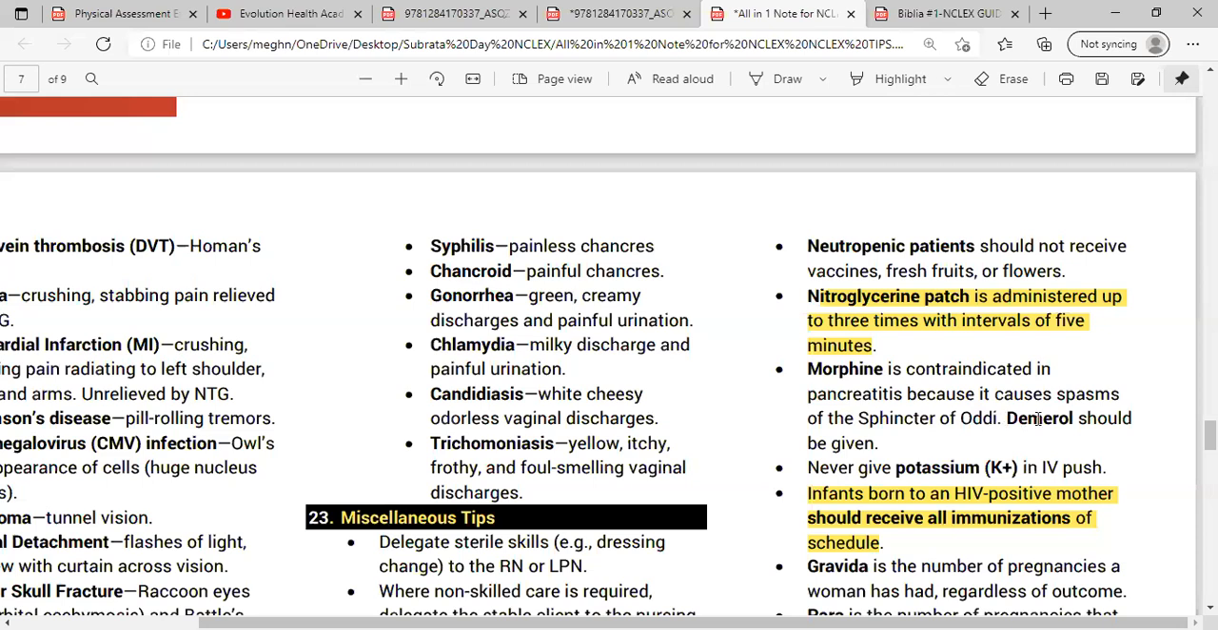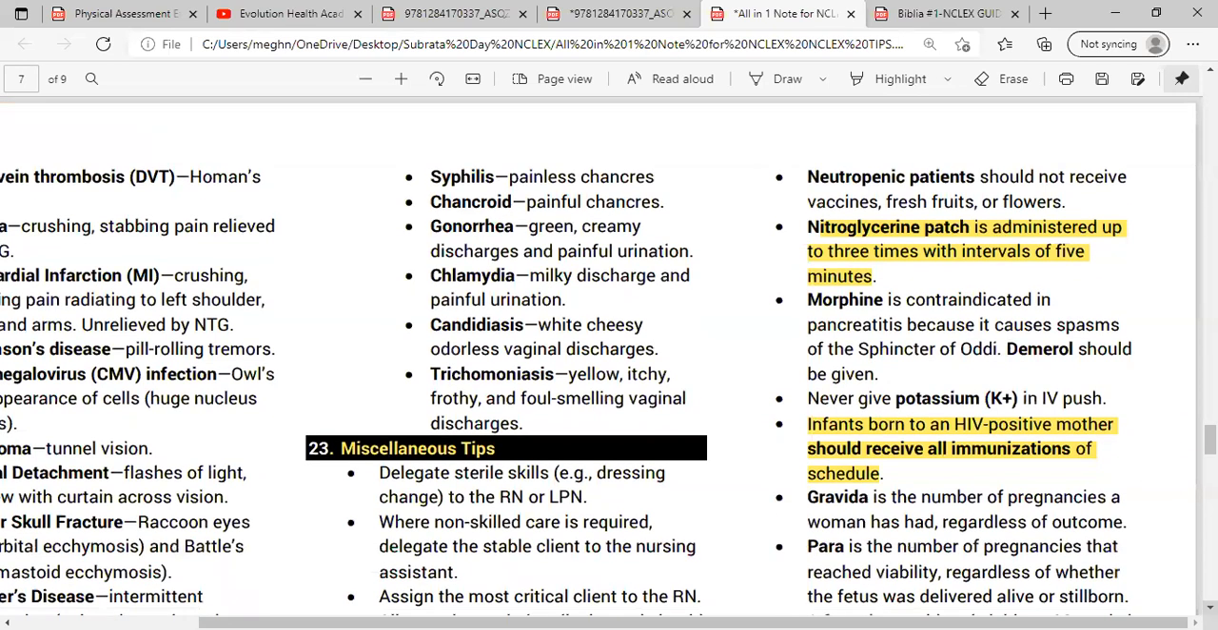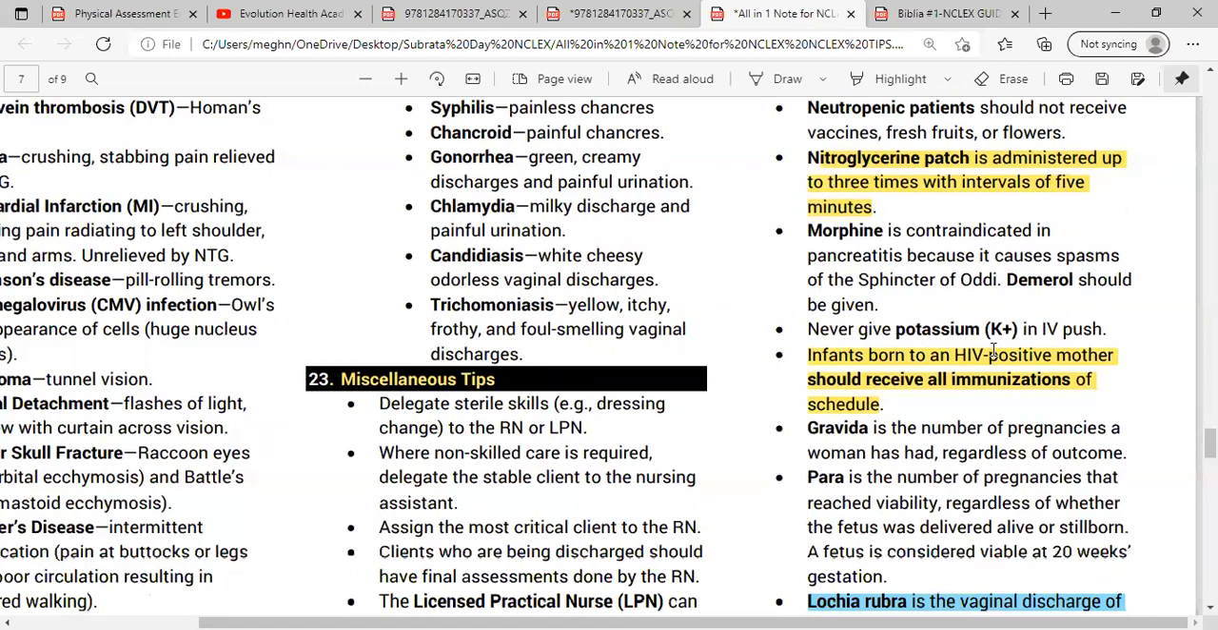Demerol we should give. Never give potassium by IV push. Why? Because potassium can cause cardiac arrest. If you give it IV, it is always good to give potassium in diluted form and very slowly, in saline solution. An infant born to an HIV positive mother should receive all immunizations as usual. Do not need to stop.